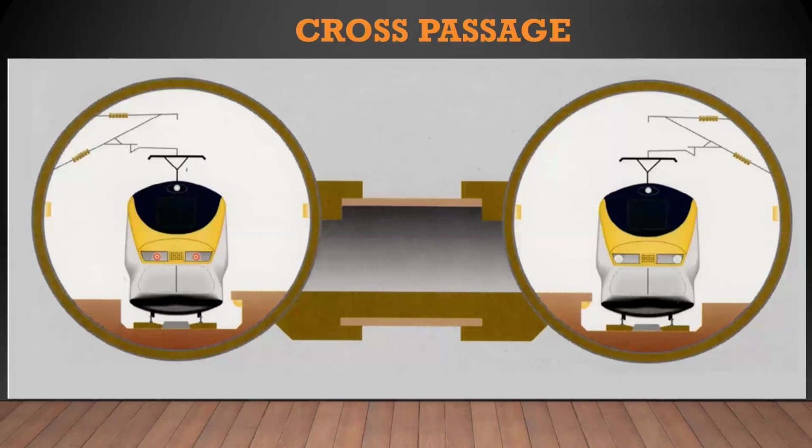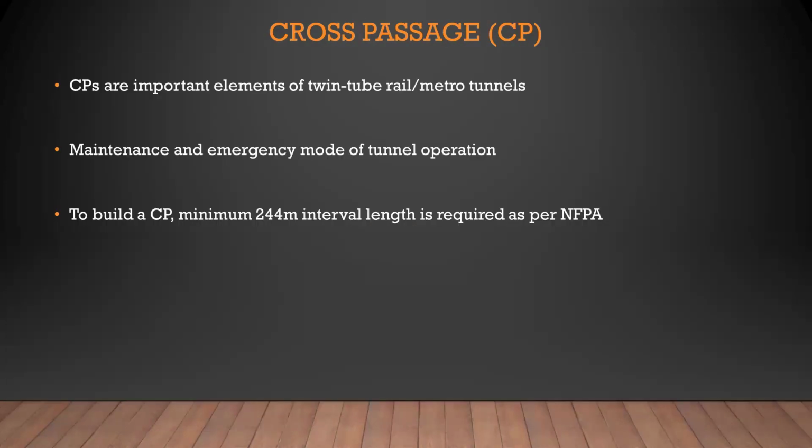Next, we are going to see the cross passage. Cross passages are an important safety feature that allows people to move from one tunnel to the other in the unlikely event of an emergency during the operational phase. Shortly telling, cross passages means CPs. CPs are important elements of twin tube rail or metro tunnels, for maintenance and emergency mode of tunnel operations.